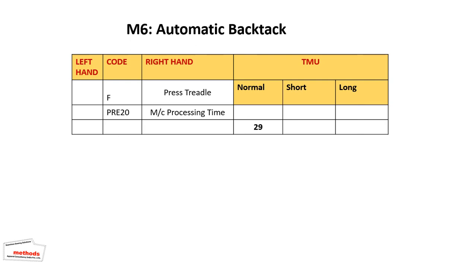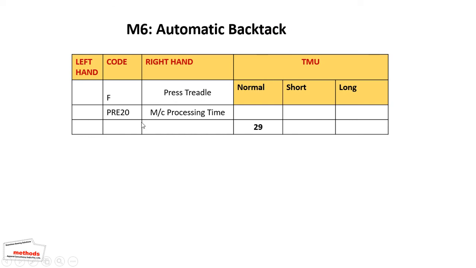So in an automatic backtack, once the stitching is done, you just press the treadle backwards with one foot motion, and the machine takes a processing time to give two or three backtacks, or the number of backtacks that you have specified in the program. So it is an F and a PRE20.